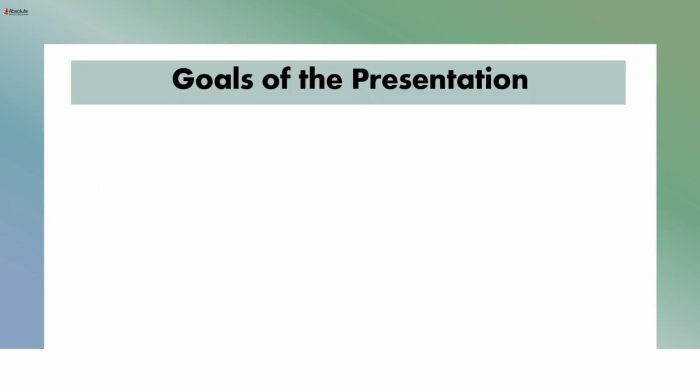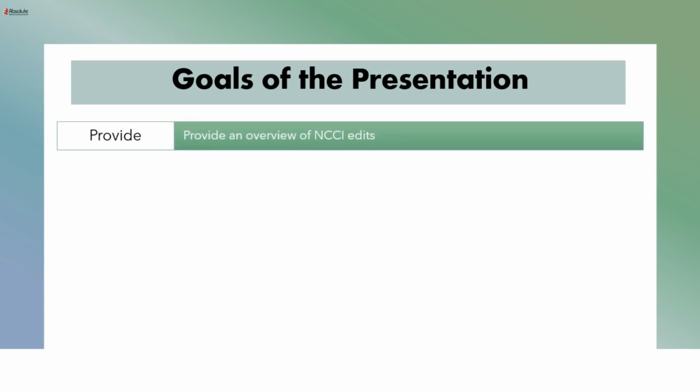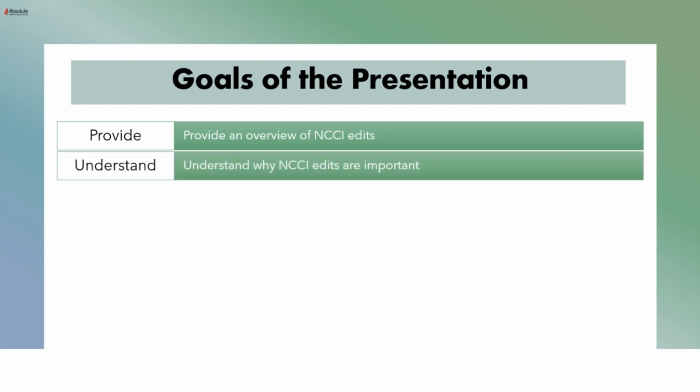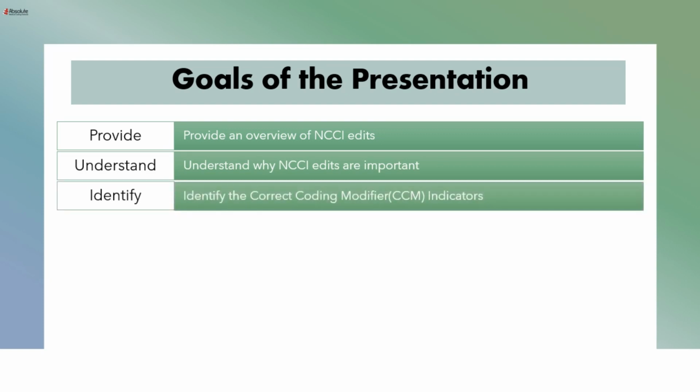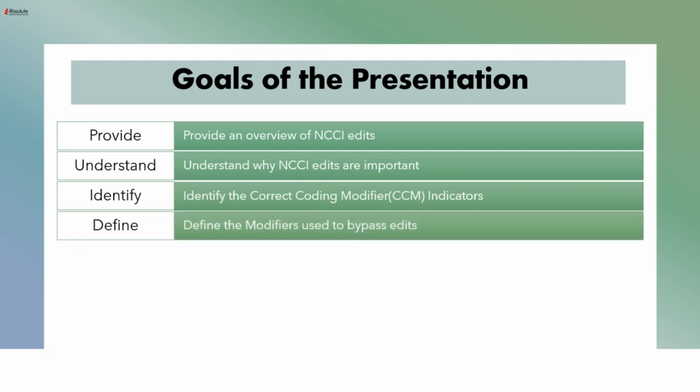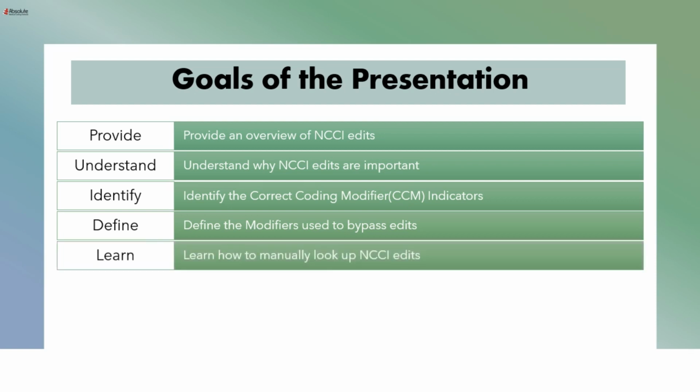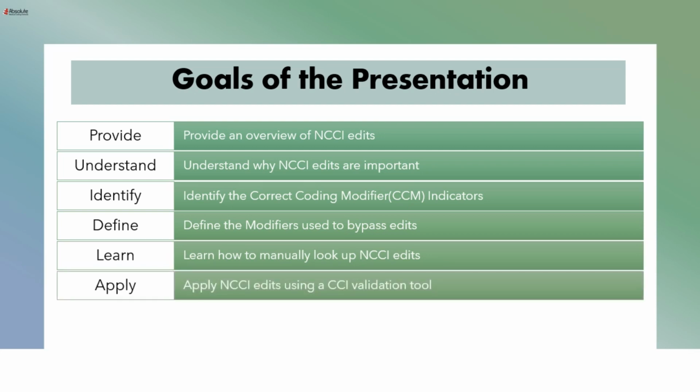The goals of the presentation: we're going to provide an overview of NCCI edits. We're going to understand why NCCI edits are so important. We'll identify the correct coding modifier indicators, CCM. We're going to define the modifiers used to bypass edits. We will learn how to manually look up NCCI edits, and we are going to apply NCCI edits using a correct coding modifier validation tool.